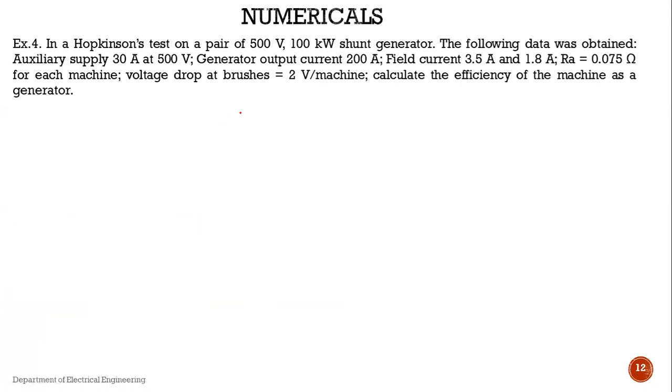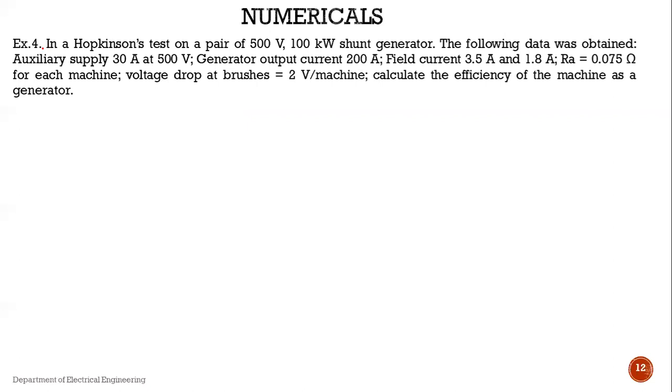Read the problem carefully. Example number 4: in a Hopkinson test on a pair of 500 volt, 100 kilowatt shunt generators, the following data was obtained. That means the Hopkinson test is to be carried out. Hopkinson test carried out केलेले आहे. 500 volt voltage आहे आणि 100 kilowatt shunt generator आहे. So the following data should be obtained after conducting the Hopkinson test. Hopkinson test त्या दोन मशीन वरती कंडक्ट केल्यानंतर हा डाटा ऑब्टेन झालेला आहे.